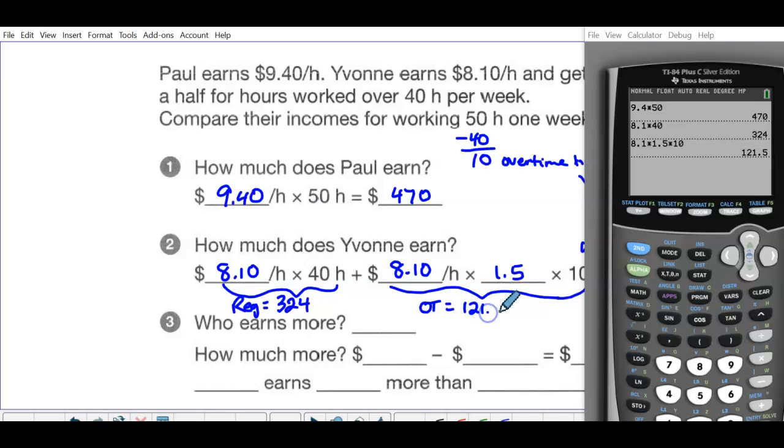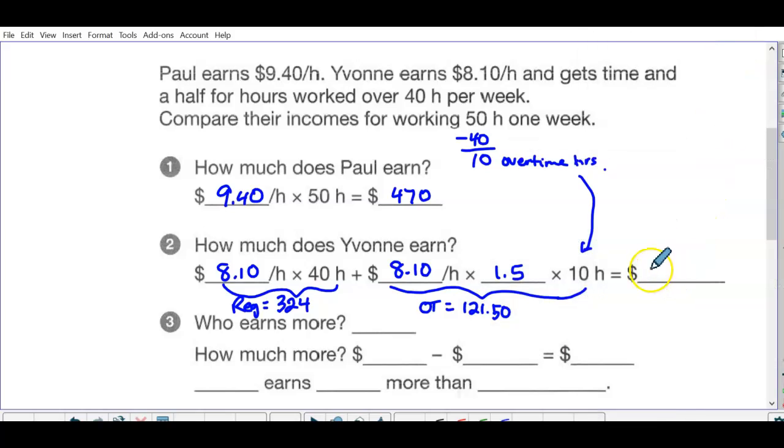So $121.50 for overtime, and then add them together. So I already have the 121.5, so plus 324 is $445, and so 445.5. Remember, money, we put the 0. So who earns more? Looks like Paul does. 470, 445.50. How much more?